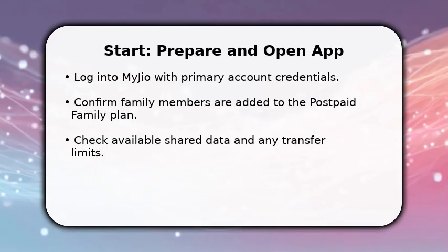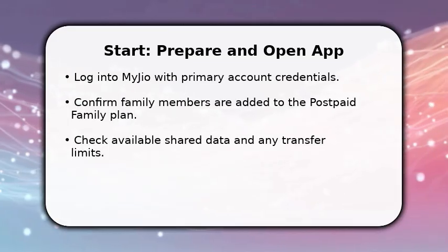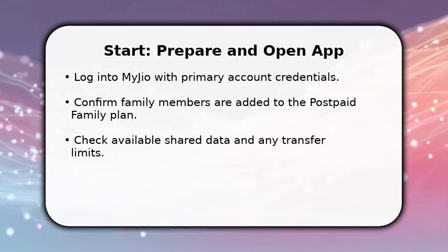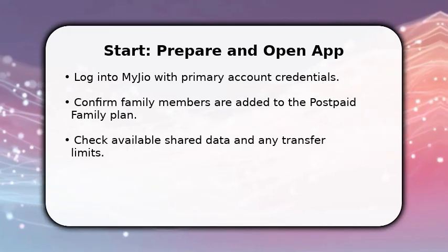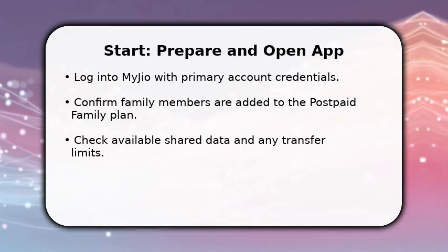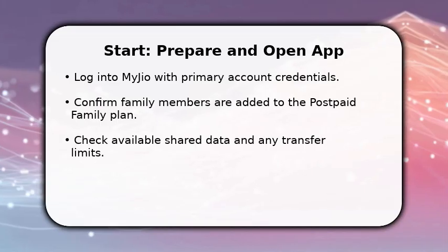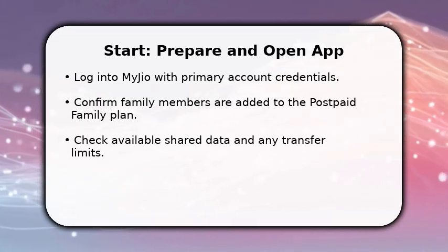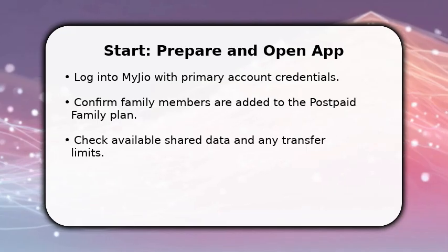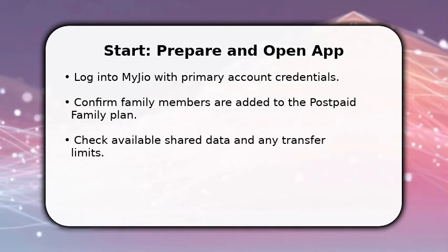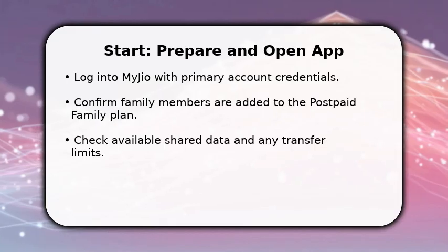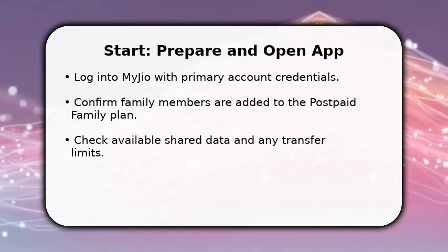You begin by opening the My Jio app and signing in as the primary account holder. Once done, navigate straight to the Family or Manage Plans section. Make sure each family member's number is already linked to the Postpaid Family Plan so transfers are allowed. Also check your current shared data balance and known transfer limits because you will choose an amount next.